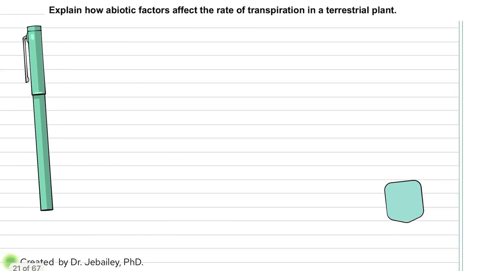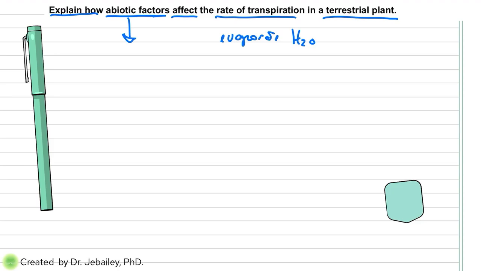So the next question here says, explain how abiotic factors affect the rate of transpiration in terrestrial plants. So rate of transpiration means how fast you can evaporate water, right? And abiotic factors are basically something in the atmosphere that causes it to evaporate. So we can talk about temperature, we can talk about wind, we can talk about humidity, and we can even talk about sunlight sometimes.